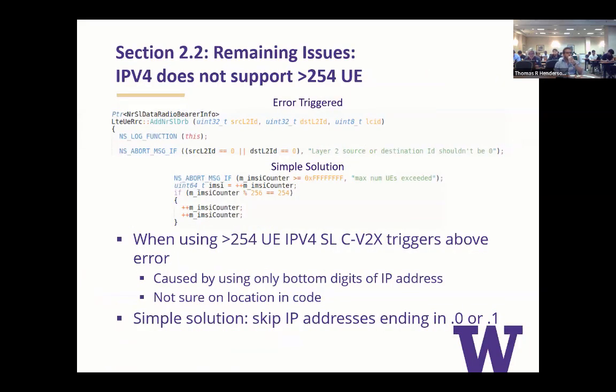The final bug is that IPv4 cannot support more than 254 UEs. The bug has something to do with a rounding error in an 8-bit number that we think is part of the sidelink control information, but we don't know exactly why. The reason for 254 is that the first two IP addresses are actually skipped. If you need to use more than 254 UEs, the simple fix is to just skip the two IMSIs in NR helper, which also skips the IP addresses that cause the errors.